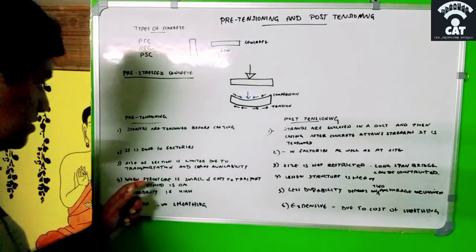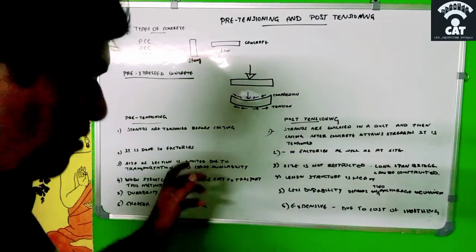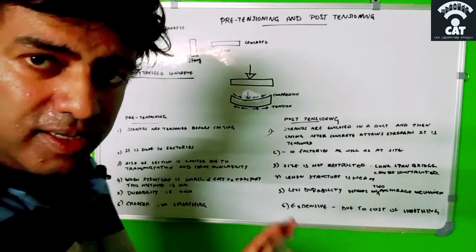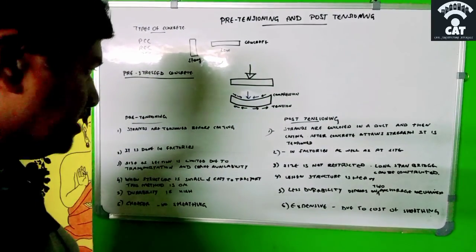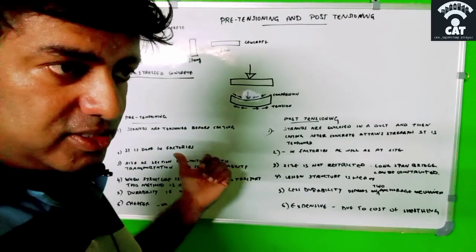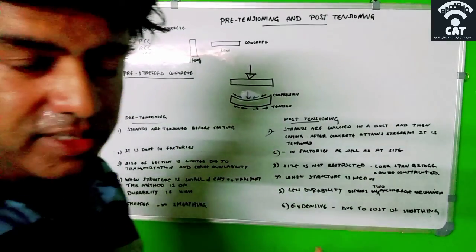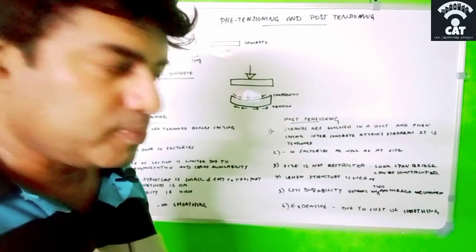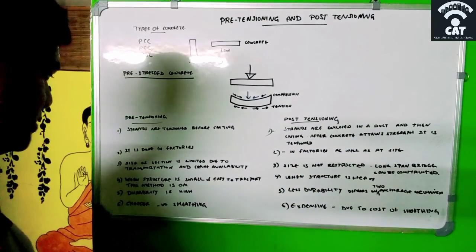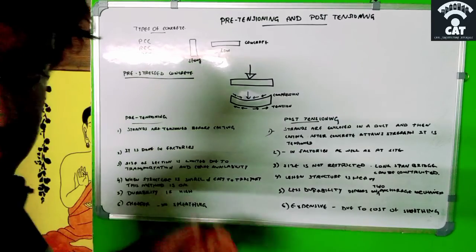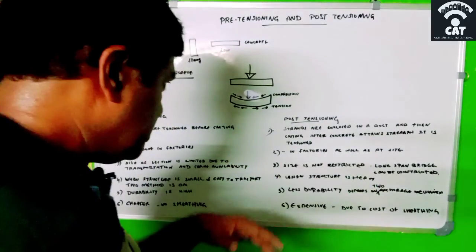And the third one is the size of the section. It is limited to a small span in pretensioning, because it should be transportable and a crane should be available. While in post-tensioning, the size doesn't matter. It is actually used for the long span. We are using only post-tensioning there. One is when the structure is small and easy to transport, this method is available. When the structure is very big, we are using post-tensioning.